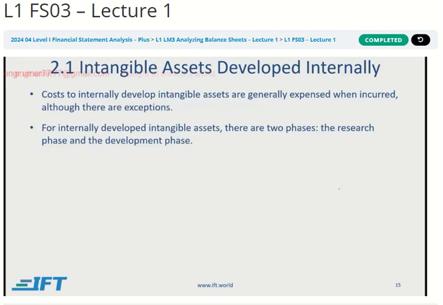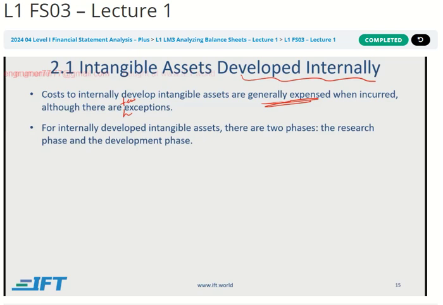So what about the ones that are developed internally? Very, very difficult to capitalize them. Most of it will be expensed, right? So what is written over here? Costs to internally develop intangible assets are generally expensed. Although there are exceptions, I would rather add over here, there are very few exceptions, and especially under US GAAP there is only one exception, which is software development, but in IFRS there are some more possibilities.